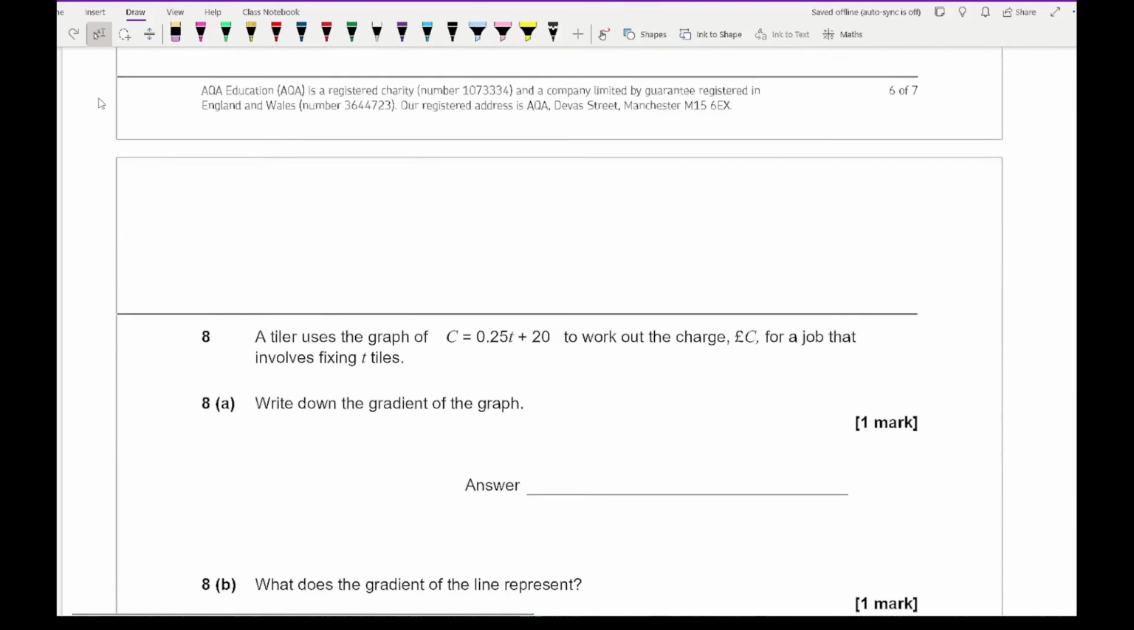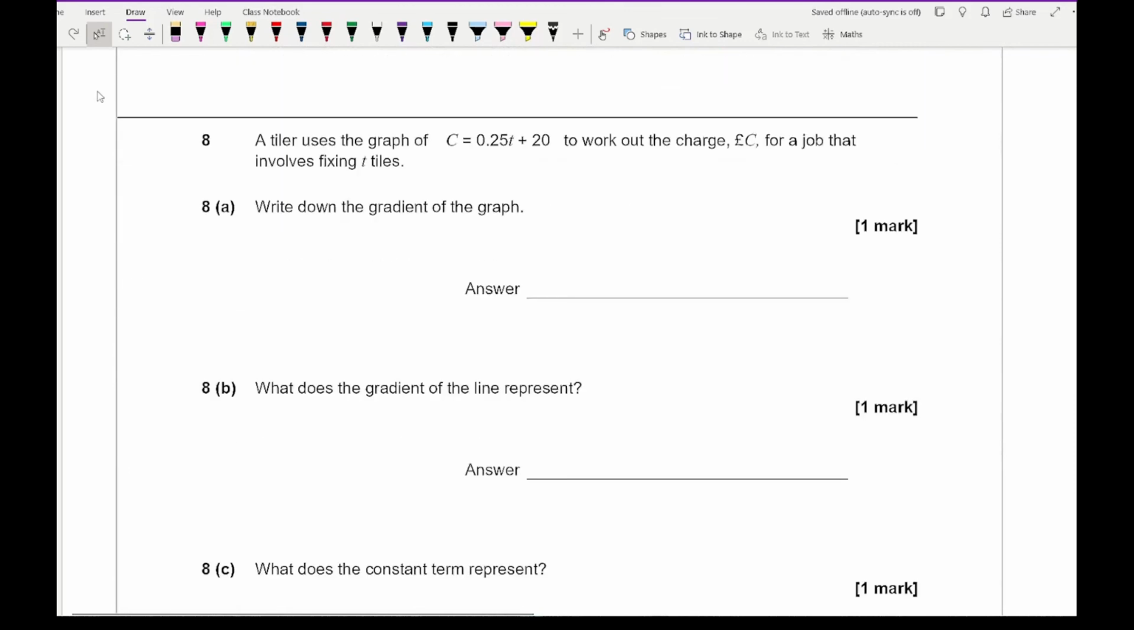And then moving on to our last page and last set of questions, it says that a tiler uses the graph of C equals 0.25t plus 20 to work out the charge of C pounds for a job that involves fixing T tiles. What is the gradient of the graph? Now the gradient of the graph is going to be 0.25. It then says what does the gradient of the line represent? Well, it's going to represent the cost of fitting each tile.